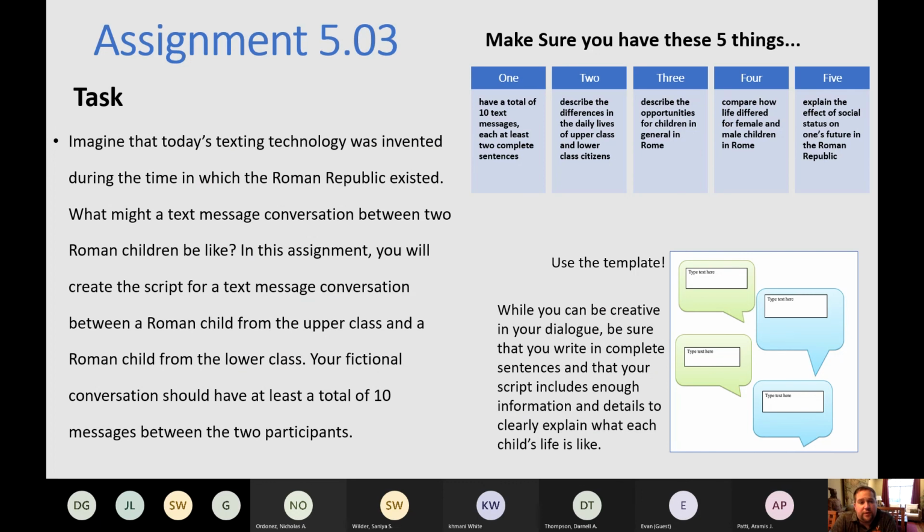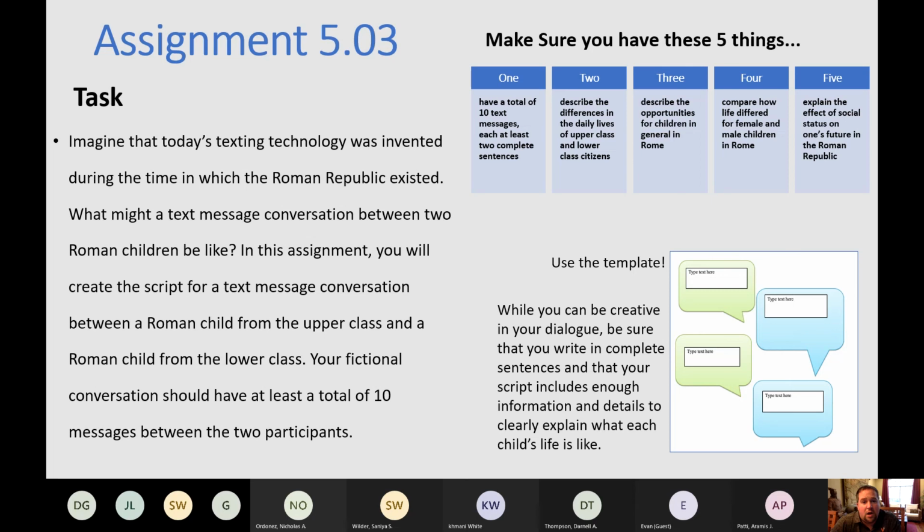Okay, so before I let you guys go, I just want to talk to you quickly about your assignment, your 5.03. Even though texting didn't exist back then, obviously, the assignment asks you to come up with a conversation between a patrician and a plebeian, or even a slave, I think it is. So it's going to be upper class and a lower class, okay? What you're going to want to do is make a 10-sentence conversation, but each one has to be 2 sentences. So you're going to want to make sure that you do those 5 things.